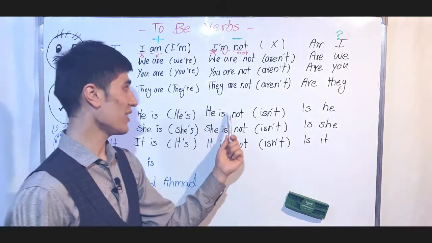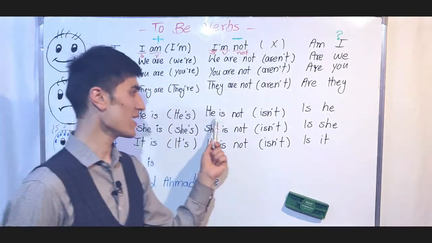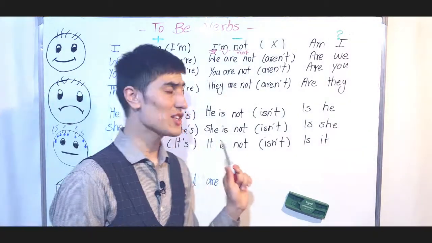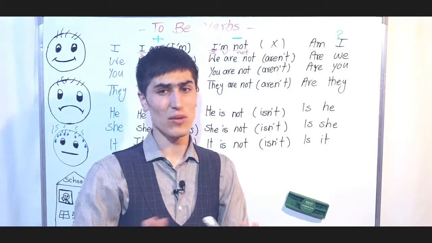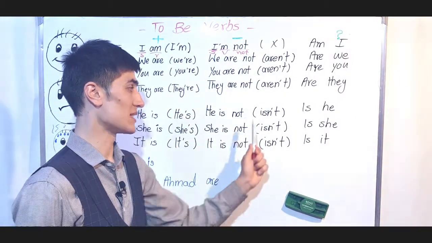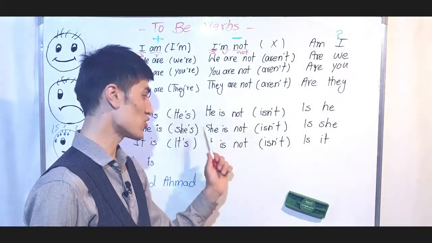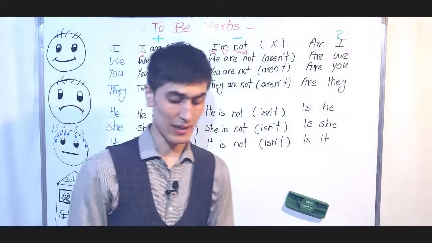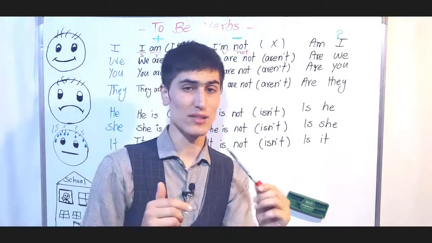And with to be verb is. He is not. He is not. Here the meaning was is, and when you add not it becomes is not. Completely simple. He is not. She is not. And it is not. Isn't is the short form of is and not. Like he isn't, she isn't, it isn't. Okay? Like it isn't blue.